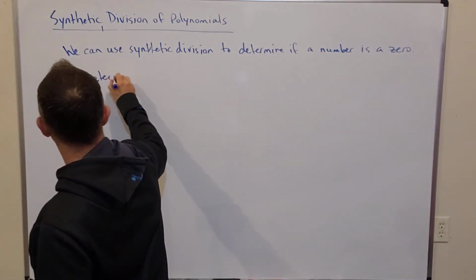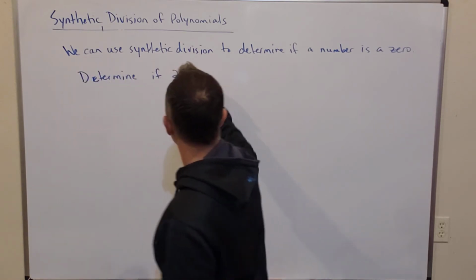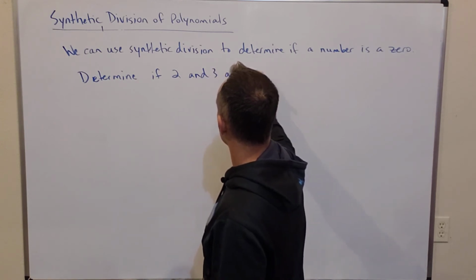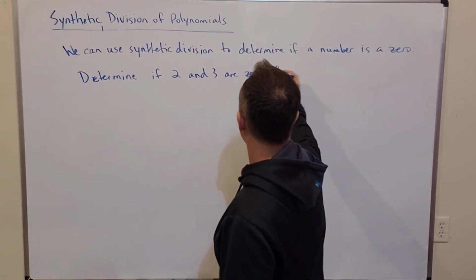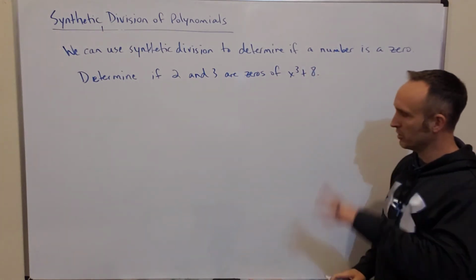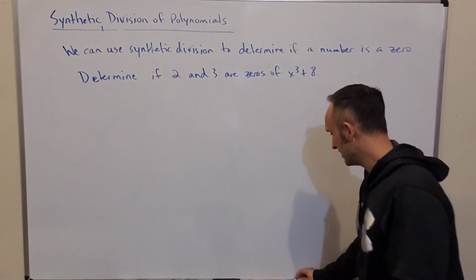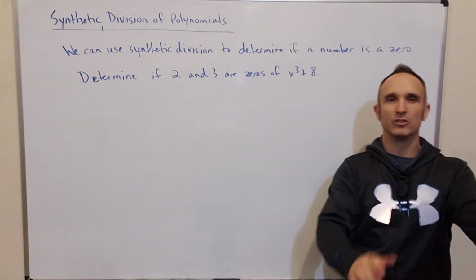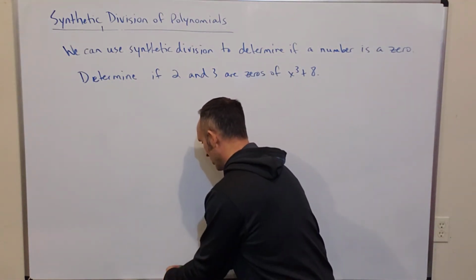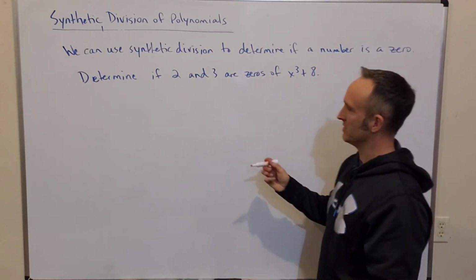Determine if 2 and 3 are zeros of x cubed plus 8, okay? So we're going to do both of these two different ways. So the first way is the most basic way, and it's really simple. All we have to do is, if I want to know if a number is a 0, all I have to do is plug the number in for x and see if I get 0.